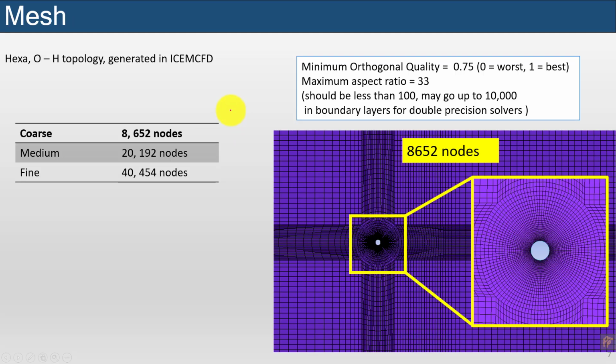And we are going to create 3 meshes. One is coarse, second is medium, third is fine. You can also go with an extra fine mesh that can be approximately 80,000 nodes. So this is the O grid inside, and then the H type grid in the far stream. So in the rest of the domain it's the H type, but in the close vicinity of the cylinder this is the O grid. And the minimum orthogonal quality is 0.75, that is close to the best.